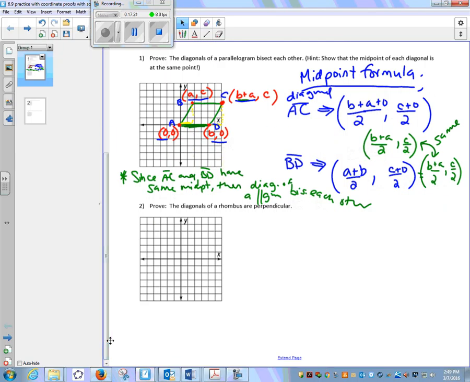Okay, the second one here, prove that the diagonals of a rhombus are perpendicular. What's the first thing we have to draw? A rhombus. There are some shapes that I just recommend, you know, squares and rectangles and parallelograms and trapezoids, you've got a lot of options with. But when it comes to kites and rhombuses, since diagonals are perpendicular, I would make it so that the diagonals are intersecting right around that origin.